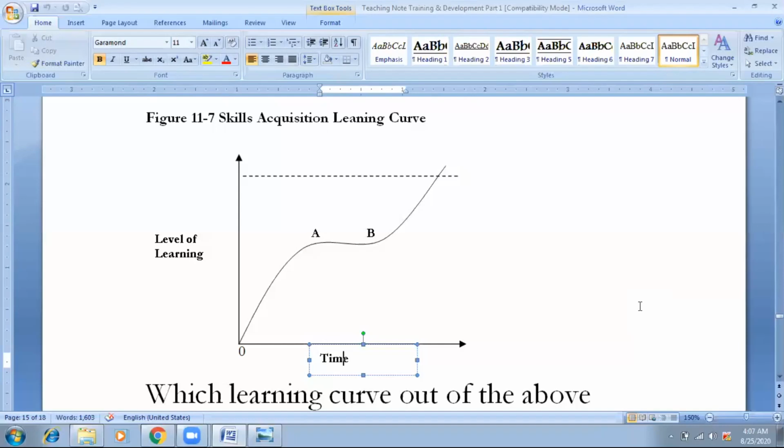This one is called leveling off. Here there's a leveling off or plateau. How to spell plateau? P-L-A-T-E-A-U, plateau.